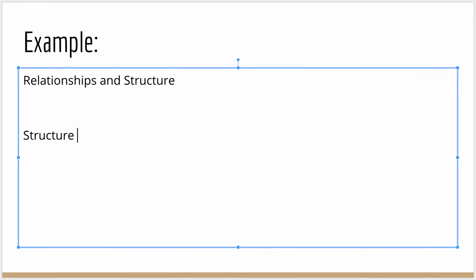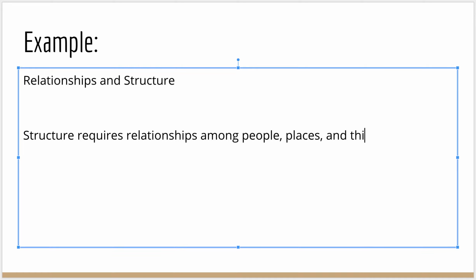structure requires relationships. Relationships with what? Among people. People are in the U.S. government. Places and things. I don't love how elementary that sounds. I want this to be sophisticated. So I'm going to reread it a couple of times and think about ways I could revise it. Structure requires relationships among people, places, and things. So structure requires relationships among nouns. I like to think bigger.